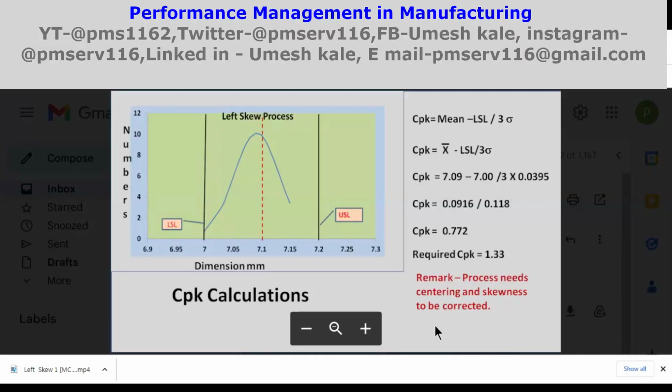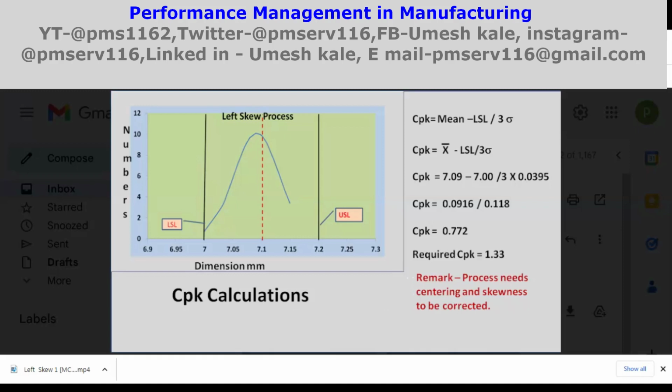Here is the graph for the left skew process. On the x-axis we have plotted the observations. These are the dimensions in mm, ranging from 6.9 mm to 7.3, and the lower specification limit is 7 mm and the upper specification limit is 7.2, and the process mean is at 7.1 mm. And on the y-axis we have listed the occurrence, that is the values which are occurring frequently from the Bell chart. So these are the number of occurrences.